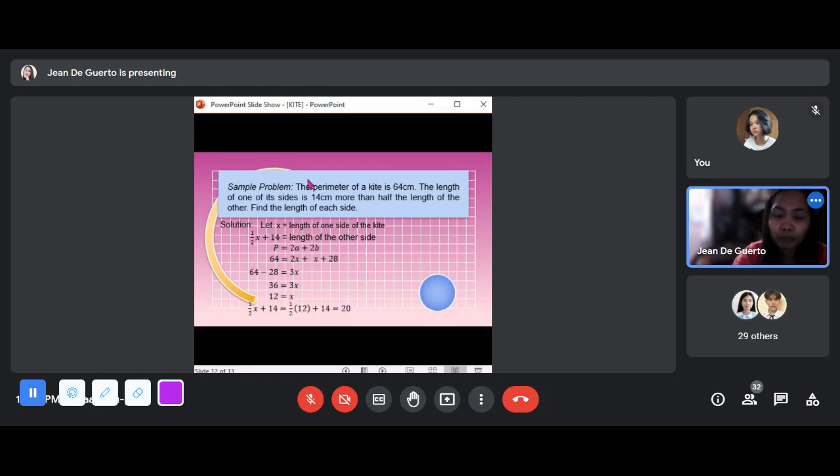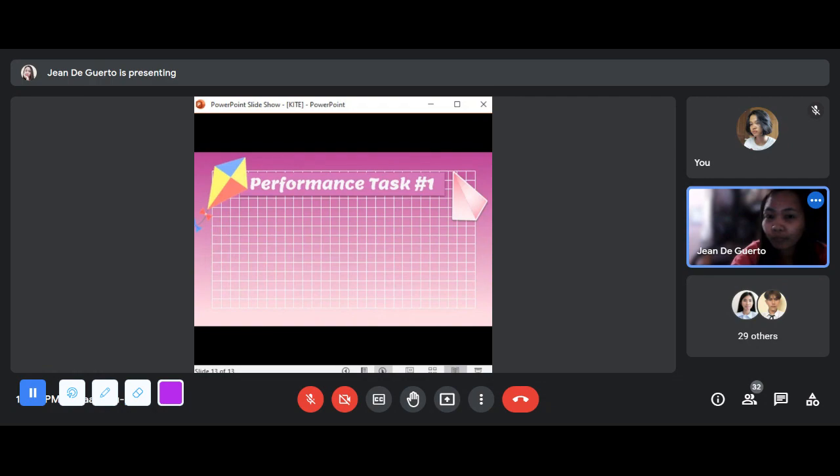So therefore, each side of the kite will have a measure of 12 centimeters and 20 centimeters. Palit lang natin yung na-solve nating value ng x dun sa other side. The lengths of the sides of the kite are 12 centimeters and 20 centimeters. Okay? Questions? May questions kayo?